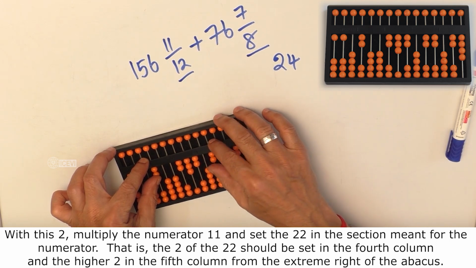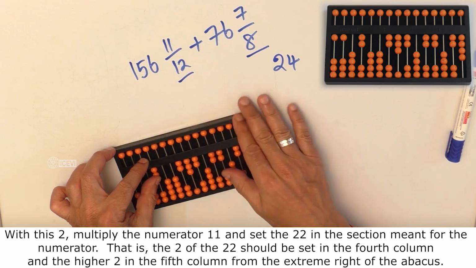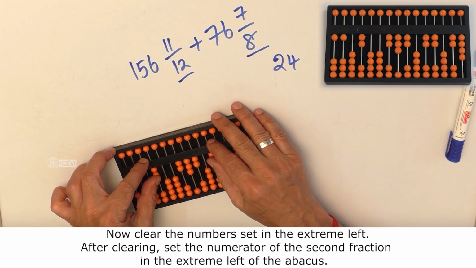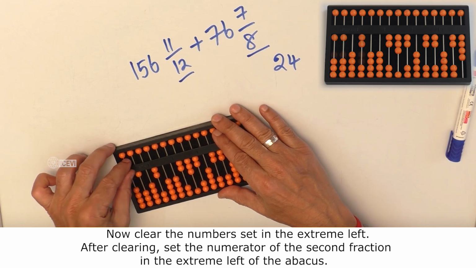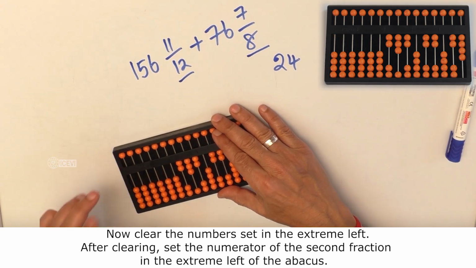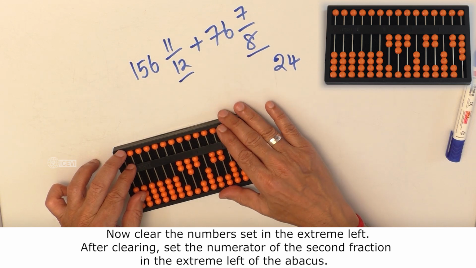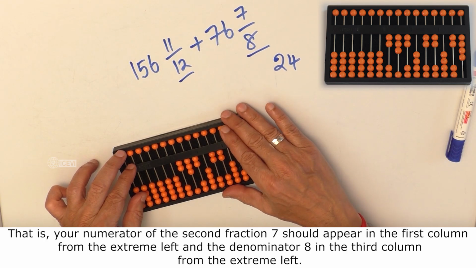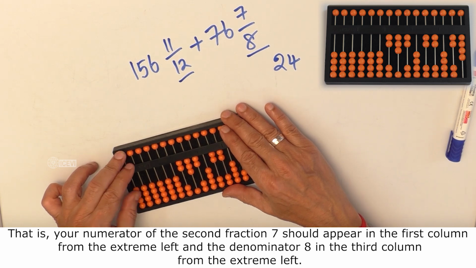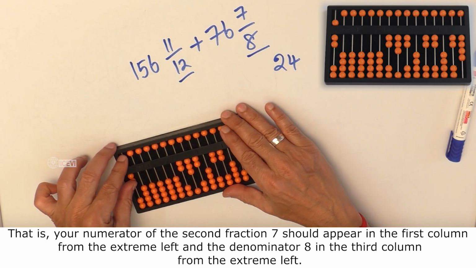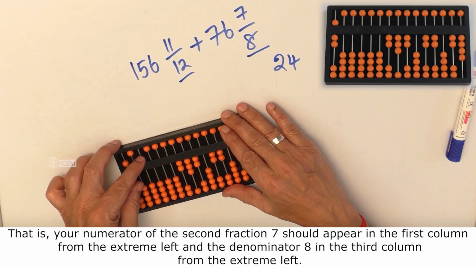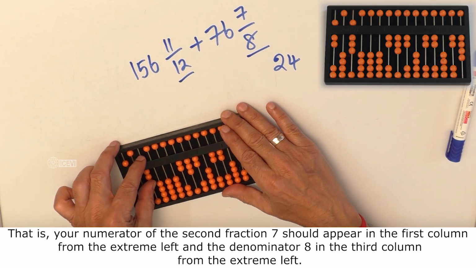With these 2, multiply the numerator 11 and set 22 in the section meant for the numerator. That is, 2 of the 22 should be set in the 4th column and the higher 2 in the 5th column from the extreme right of the abacus. Now clear the numbers set in the extreme left. Now set the numerator of the second fraction in the extreme left of the abacus. That is, your numerator 7 should appear in the first column from the extreme left and the denominator 8 in the third column from the extreme left.